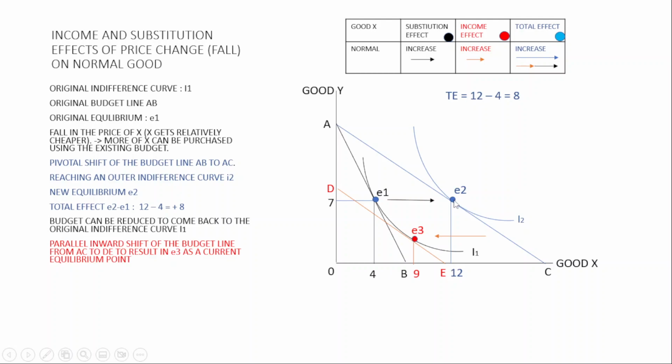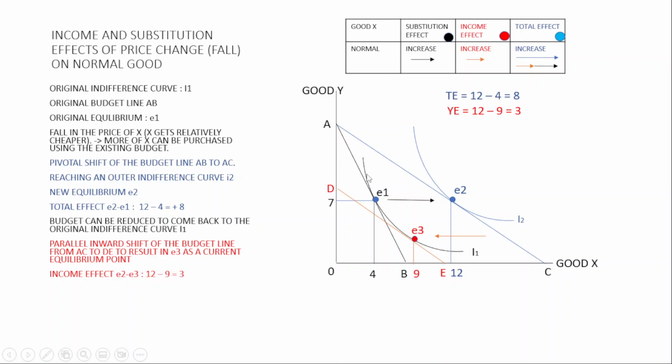Income effect: before this income fall, it was 12. After this income fall, it's 9 units of X. So 12 minus 9 is 3. So this is your income effect. 3 is your income effect, which we are going to be writing here as well. It's going to be plus 3. 12 minus 9 is plus 3.